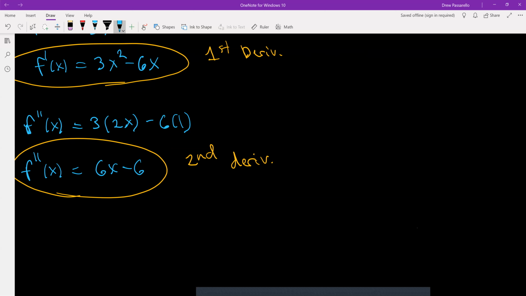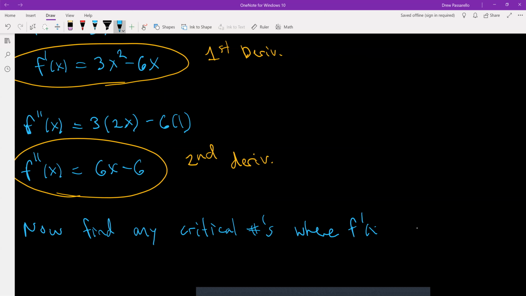Now I'm going to find critical numbers. I'm specifically going to focus on the critical numbers in which the first derivative is 0. So where f prime of x equals 0. So I set the first derivative equal to 0.